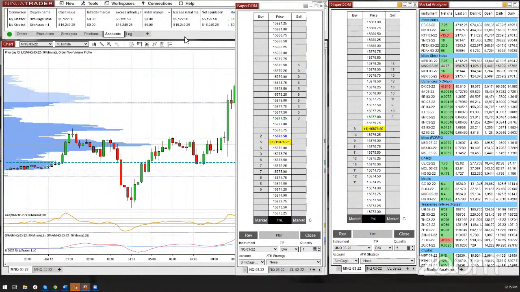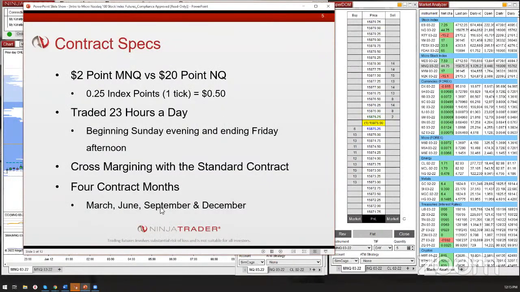There's 4 contract months: March, June, September, December. And without getting too far into the weeds, in futures trading, you're not trading shares in a corporation. You're not buying an option. You're trading contracts. You're buying and selling contracts. You could sell a contract before you buy a contract. You could buy a contract before you sell a contract.